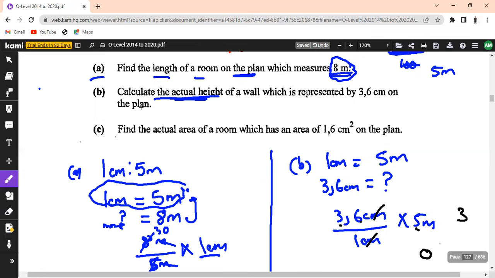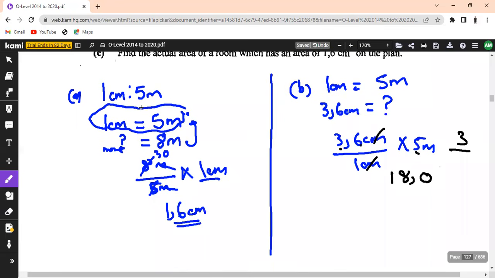5 times 3, which is 15. 15 plus 3, which is 18. Our main decimal place is 1. So it's going to be 18.0, which is 18. So that will be 18 meters. The .0 does not matter. All right, so that was it.